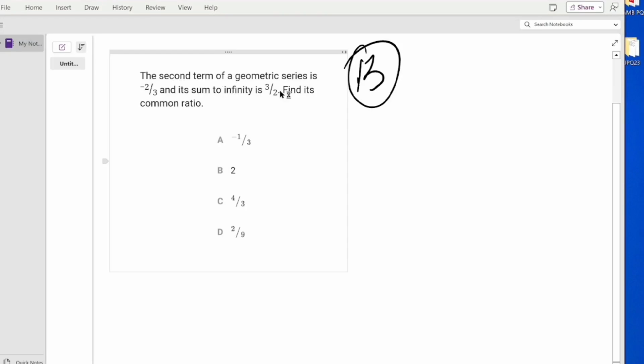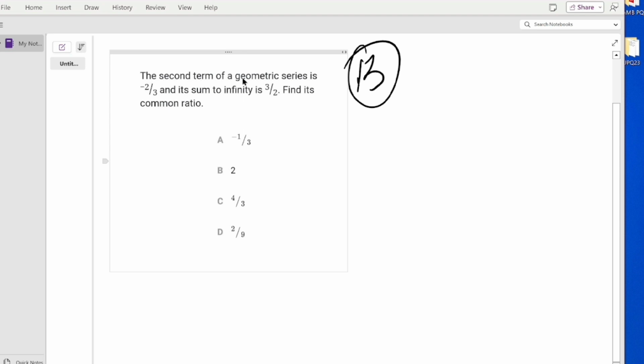Next question, which is question 13, is a GP question that says the second term of a geometric series is minus 2 over 3 and its sum to infinity is 3 over 2. Find its common ratio. Let's start with the first line.